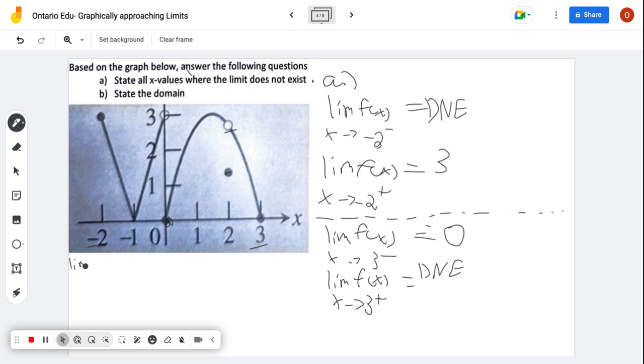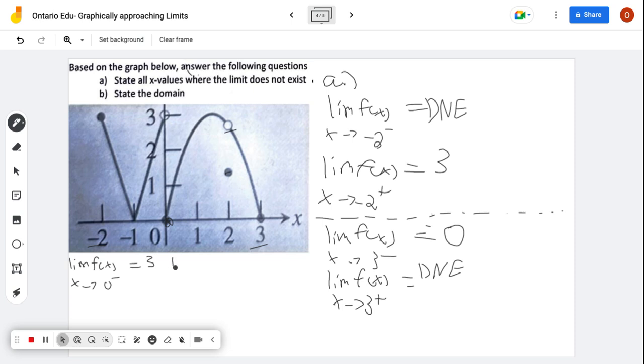Limit of f of x as x approaches 0. Let's take it from the left hand side first. From the left hand side, if you follow the graph, we approach 0 here, and here the y value is 3. Therefore, the limit is 3, as x approaches 0 from the left hand side.